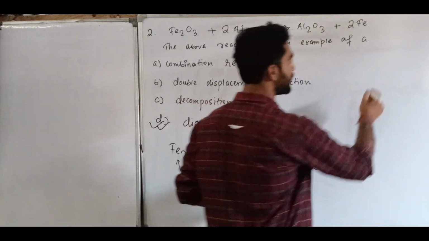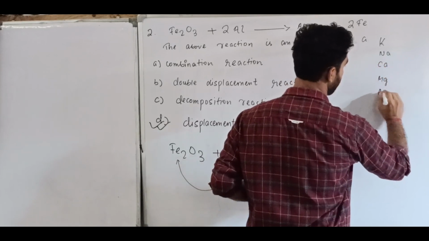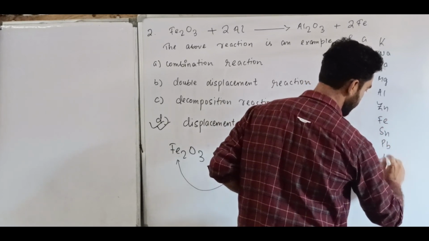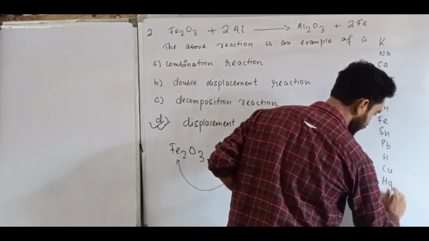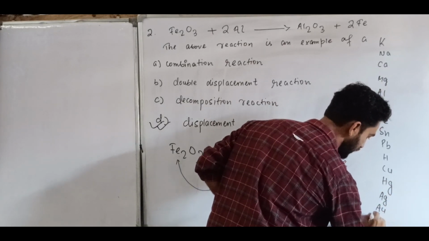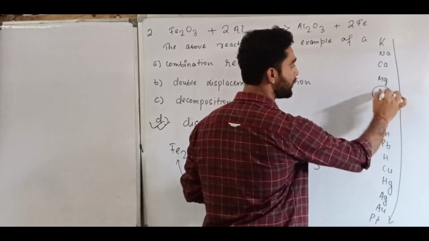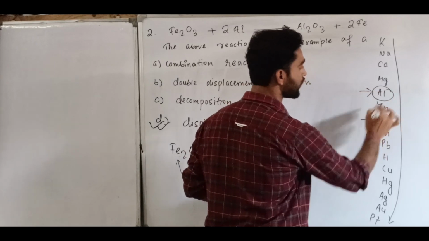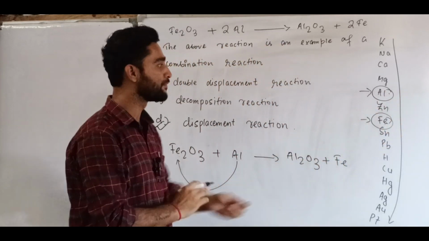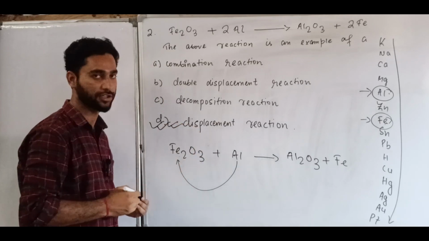If you look at the reactivity series also: potassium, sodium, calcium, magnesium, aluminium, zinc, iron, tin, lead, hydrogen, copper, mercury, silver, gold, platinum. In this reactivity series, aluminium is placed above iron. So aluminium is more reactive than iron, and that is why aluminium easily could displace this iron. That is why it is an example of a displacement reaction.